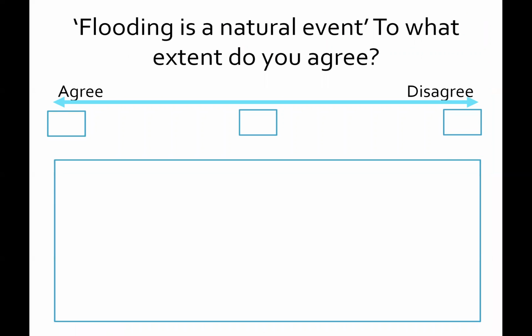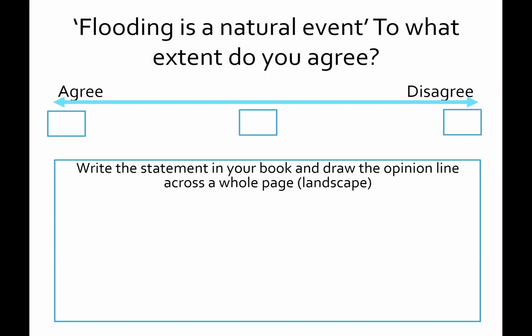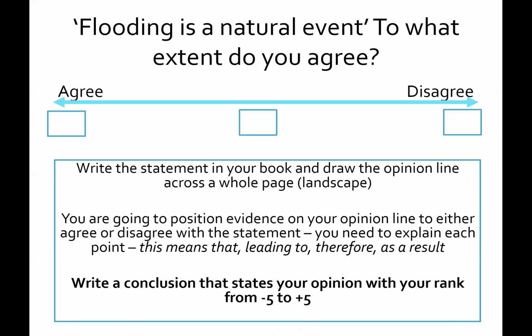So that leads us on to our decision. Flooding is a natural event. To what extent do you agree? So you can take evidence that we've gone through, so a cause of flooding, and you're going to write it on your opinion line. So do it over a full page. Anything, evidence that means you agree, you're going to position towards the left. Anything that means you disagree that it's natural, you're going to go to the right.